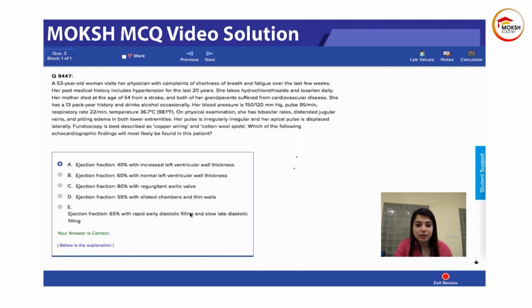Regurgitant aortic wall, so it's AR. Dilated chambers, this is dilated cardiomyopathy. And what is early diastolic filling and late slow diastolic filling? This is actually rapid early diastolic and late systolic filling. This is a typo here, so just correct it.